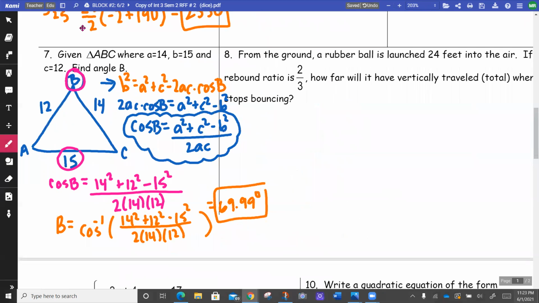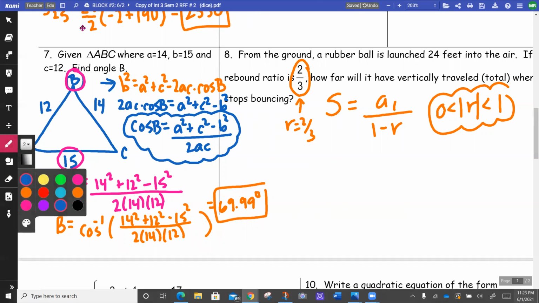we have a ball that's bouncing from 24 feet in the air. Its rebound ratio is 2/3. How far will it have traveled vertically total before it stops bouncing? So this is going to be an infinite geometric. The sum of an infinite geometric is A1 over 1 minus R, and your R in absolute value has to be between 0 and 1. And our R is 2/3. That's going to be our R.